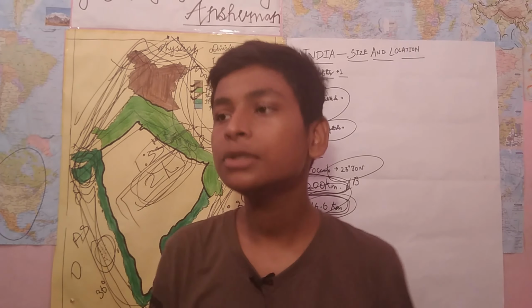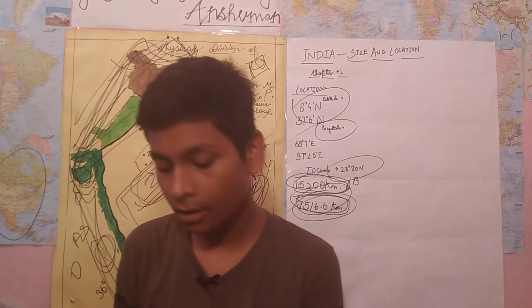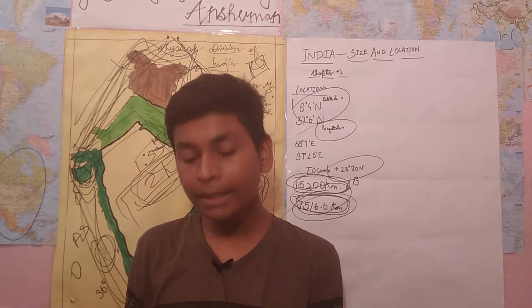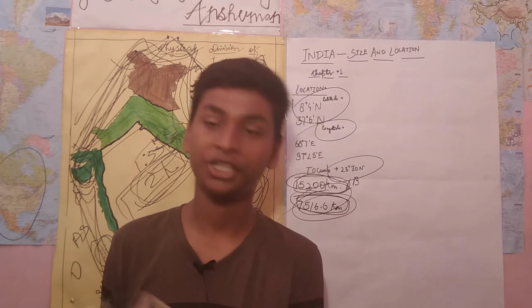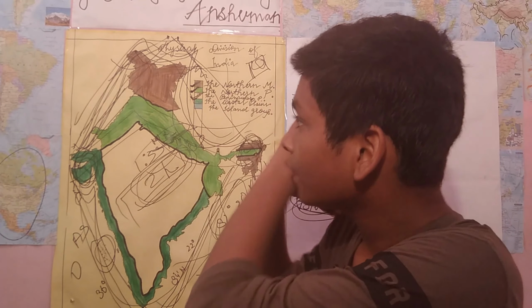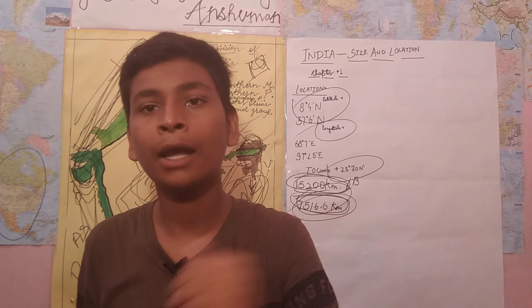Now today we're going to talk about India and its neighbors. What do they say in this? India occupies an important strategic position in South Asia. The position of India is very good, and other countries also have their positions in Asia.